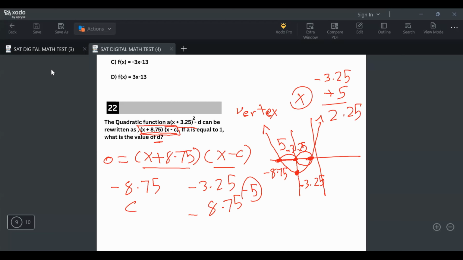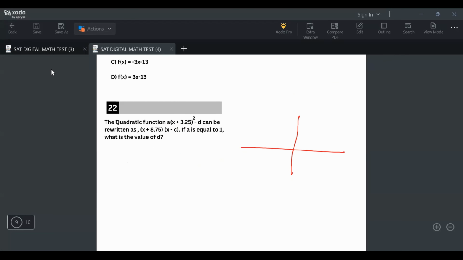Let me redraw the graph. So that was our graph here. We have the vertex at this point, the first solution here, and the second solution will be here. It will be something like that. And it's given that the value of a is equal to 1. Since we know the value of c, we know that this one is equal to negative 8.75, and this one is equal to 2.25.